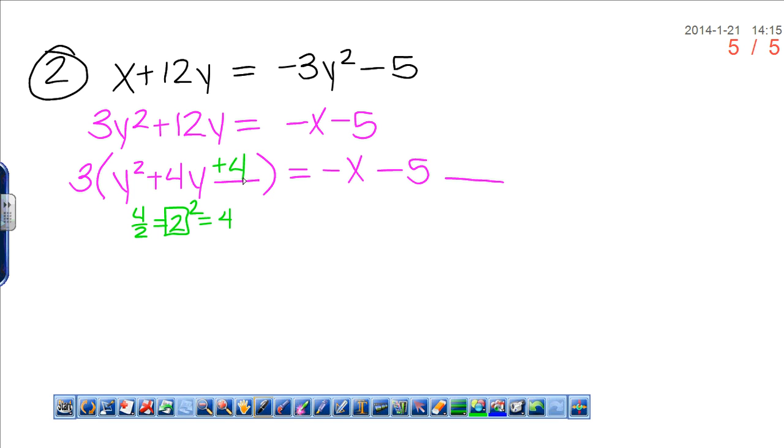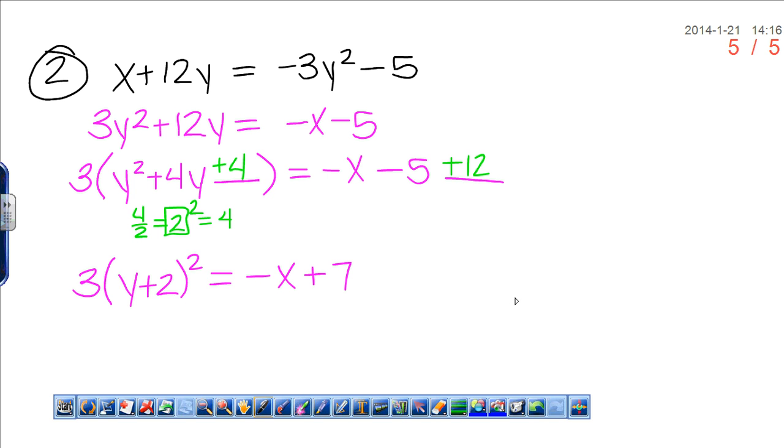And then I have to counteract it. How am I going to counteract it? Plus 12. Whatever you do on one side, you got to do to the other. Okay, so how am I going to write this? Don't forget the 3. Good. 3 times y plus 2 squared equals negative x plus 7.